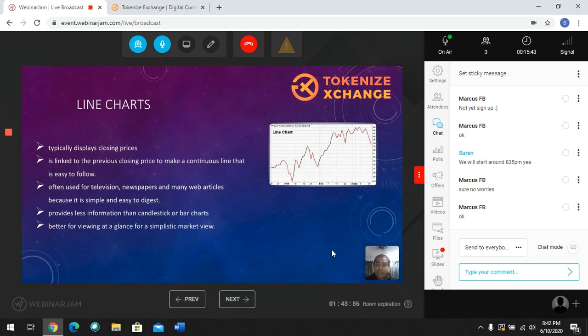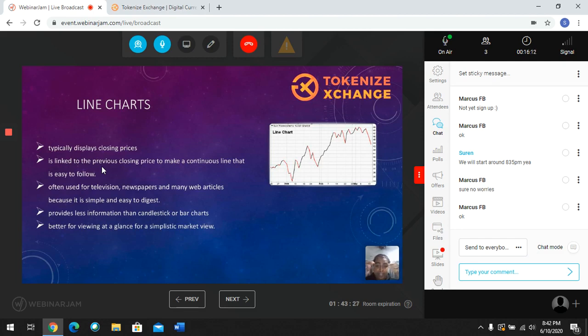First of all, we have our line charts. They typically display closing prices. It only displays closing prices, and all the patterns out there are purely based on closing price. It links to the previous closing price to make a continuous line that is easy to follow. For a beginner, I would suggest starting with line charts, because it's easier for you to understand what's happening to the trend.